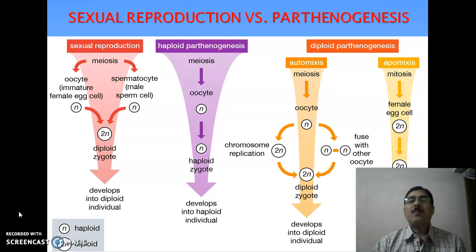In the case of diploid parthenogenesis, there is automixis after the formation of the oocyte, as a result of which there is formation of the diploid zygote. While in the case of apomixis, there is no meiosis, there is mitosis, formation of a diploid female gamete which undergoes development to form the diploid individual.